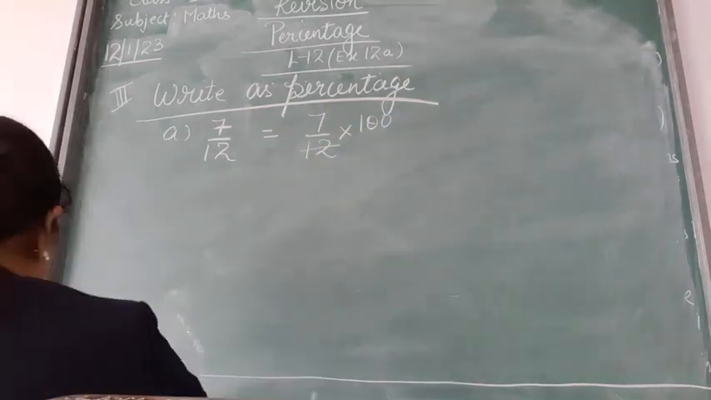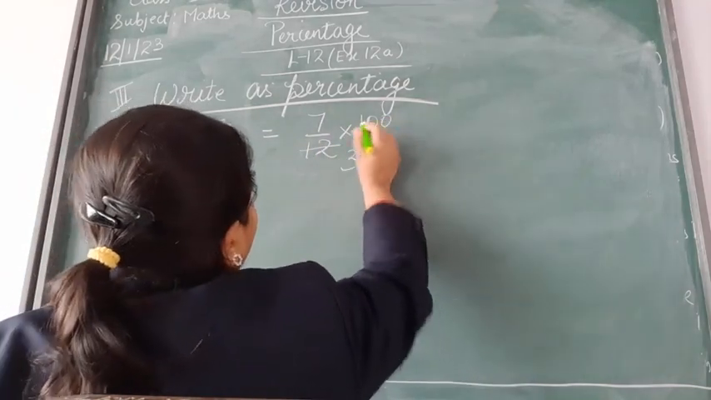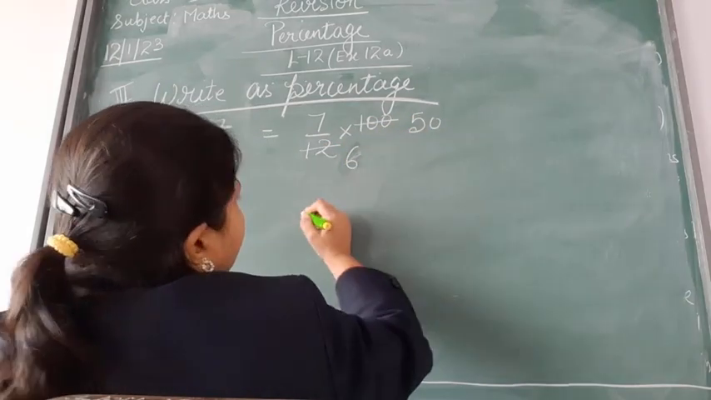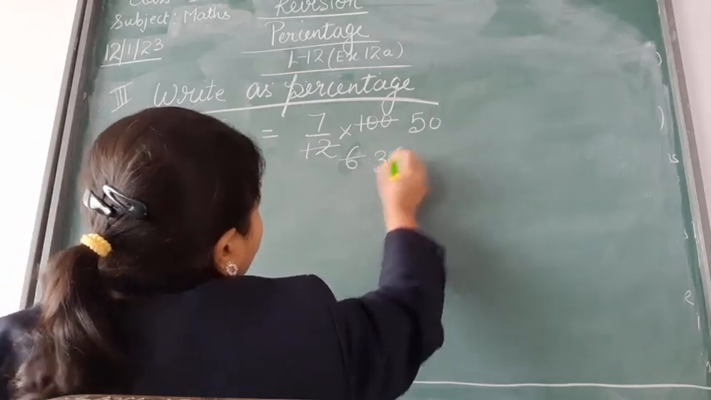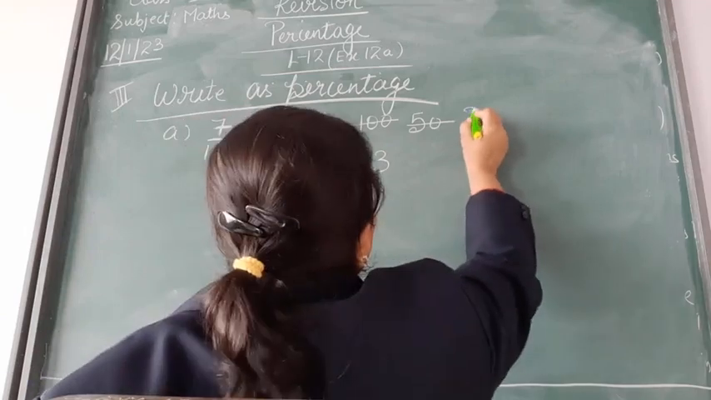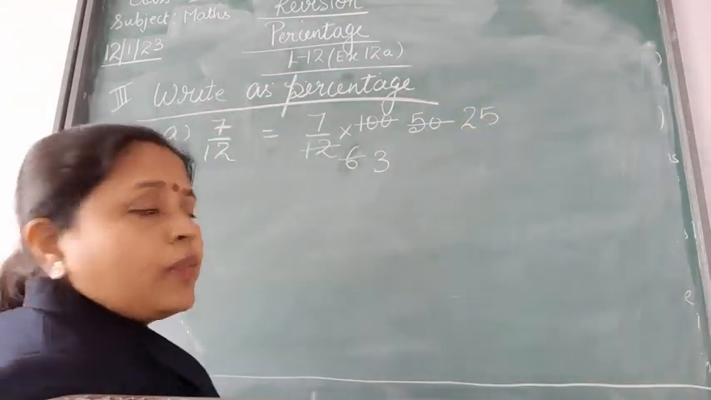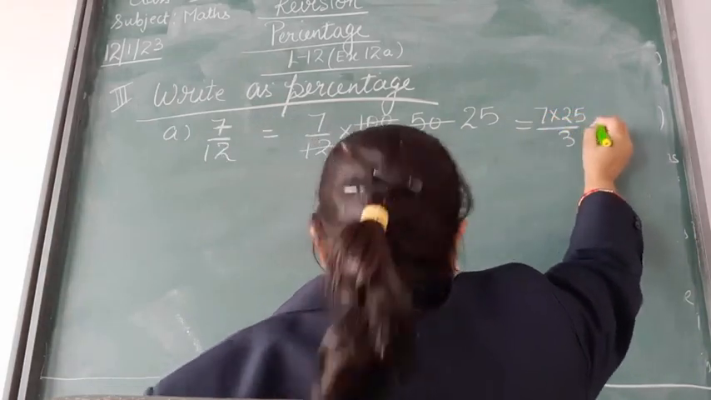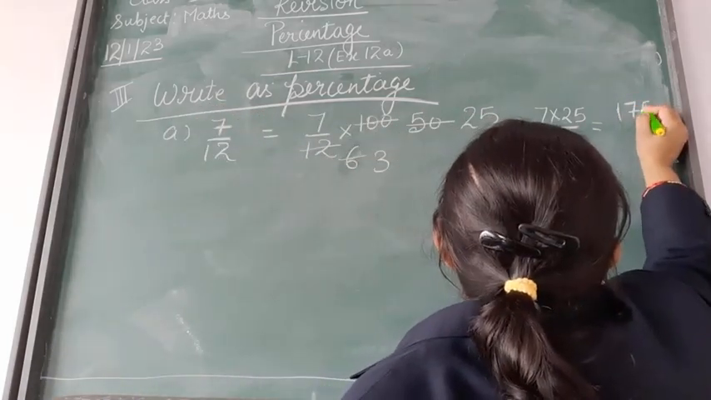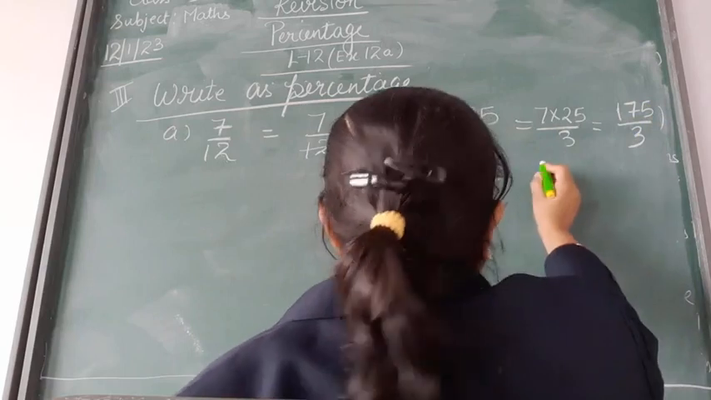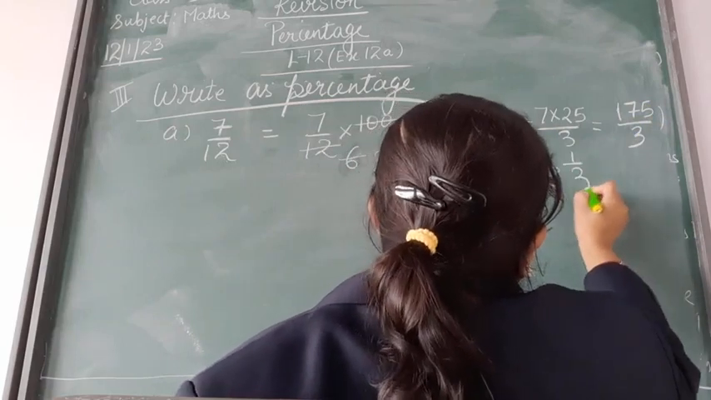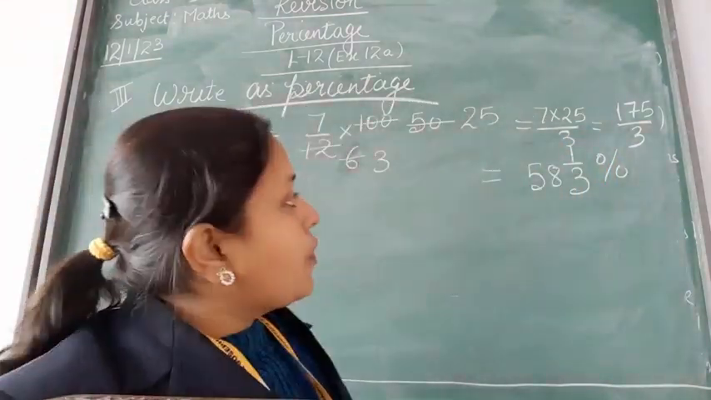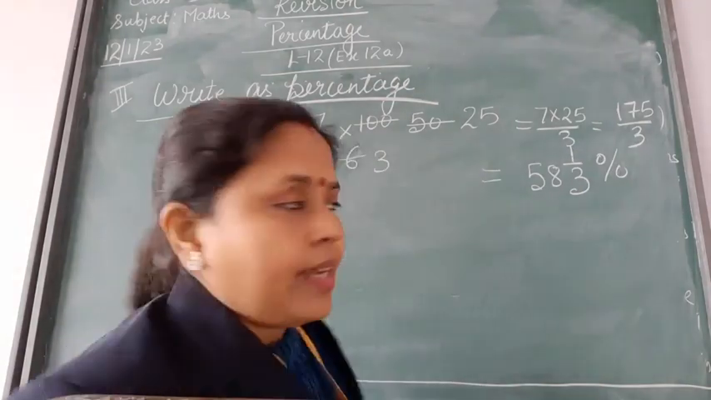And it will become, divided by 2, divided by 2, it will become 6, and 100 divided by 2 will come to 50. Again divided by 2, it will become 3, and 50 divided by 2 will be equal to 25. So now 7 multiplied by 25 upon 3, which is equal to 175 upon 3, and this is equal to 58 when we write it as a mixed fraction, it will change to 58 1 by 3%, right? So 7 by 12 is equal to 58 1 by 3%, right?